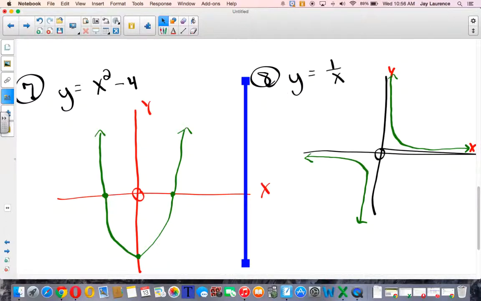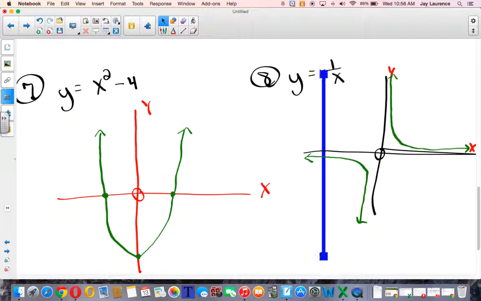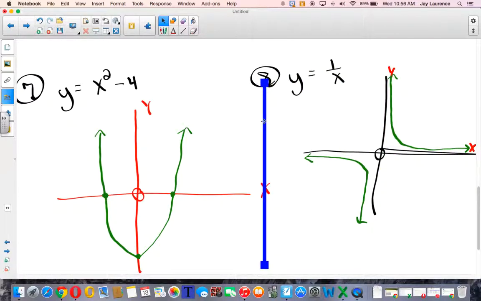But its domain would not be all real numbers because x could never be 0. So you could never put a 0 in for x because you're not allowed to divide by 0. It's not a real number. So it's an undefined number, actually. It's not even imaginary. So its domain would be all real numbers such that x does not equal 0.